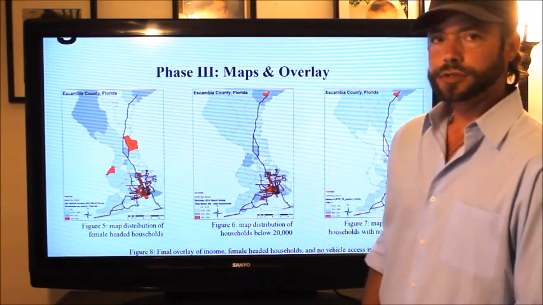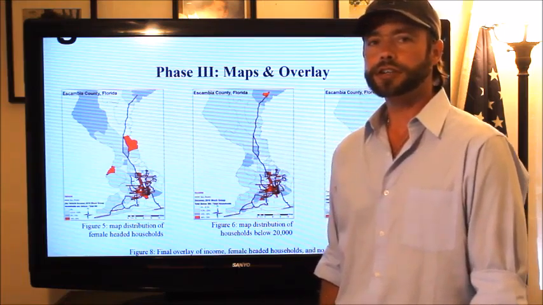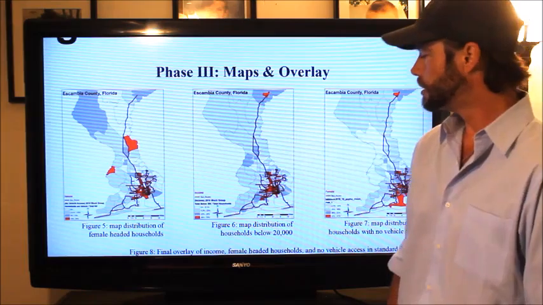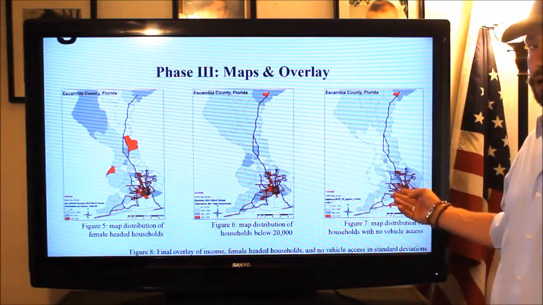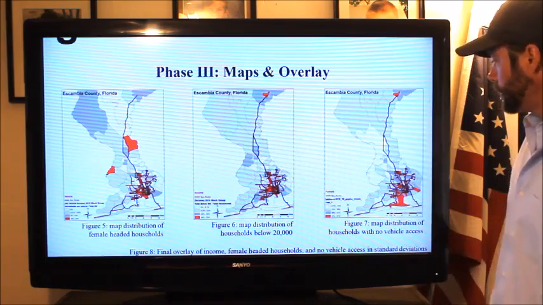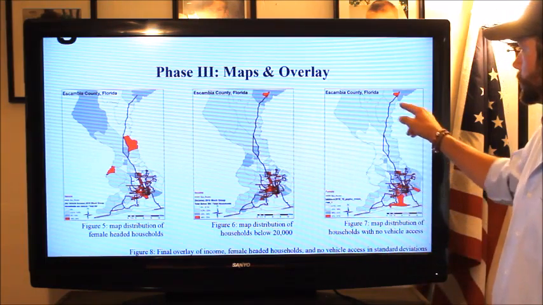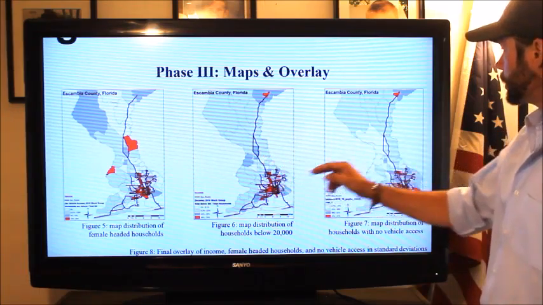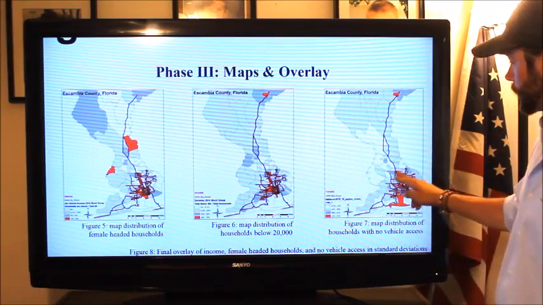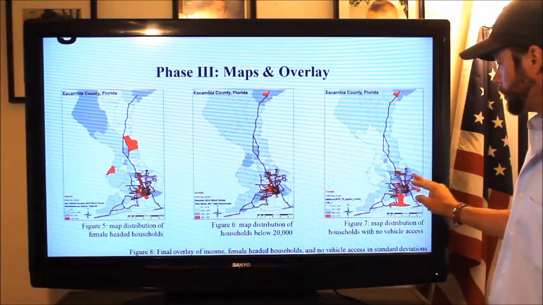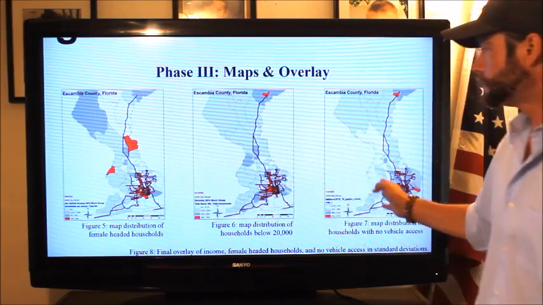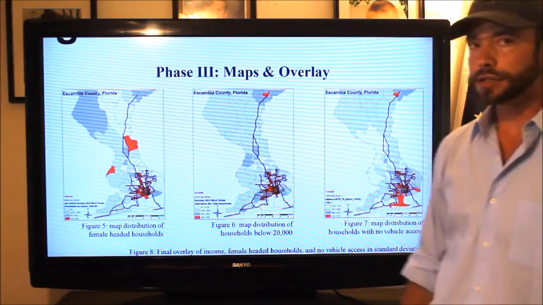The next step was to take the block map and turn it into block group data and re-aggregate the census data into a block group map. This is the distribution of female-headed households. Once we re-aggregated the data into the polygons that are the same throughout the others, we can see that there's a high concentration in the northeast and high concentration in the center of the county. The next step was to overlay all three maps and to create one solid map.